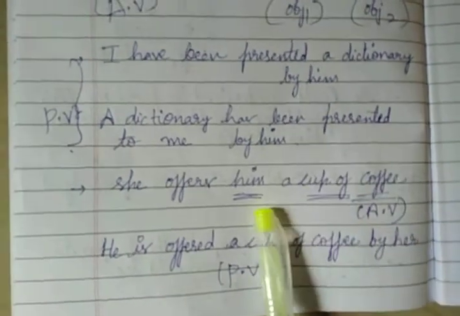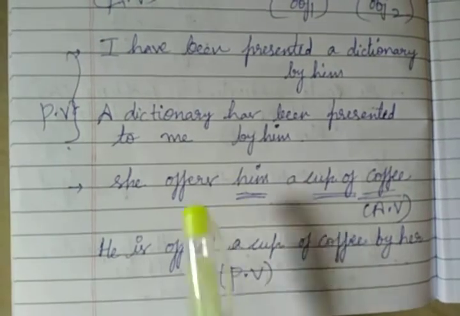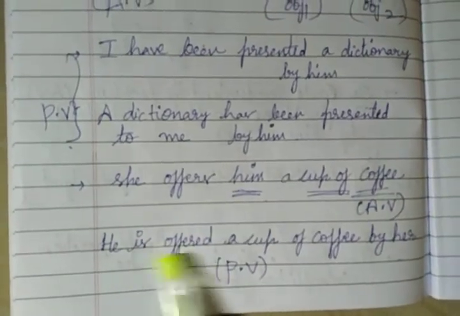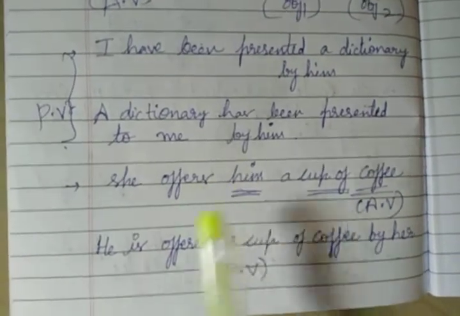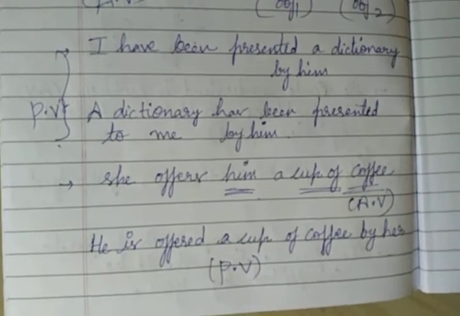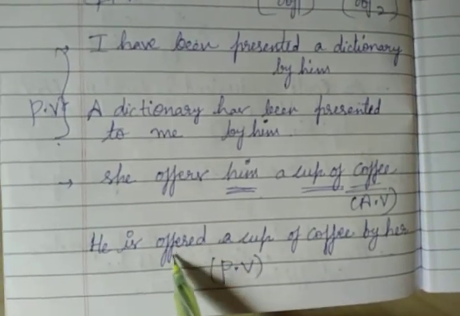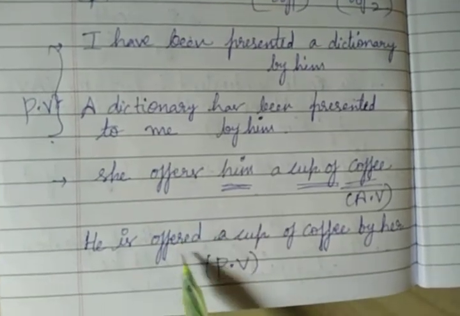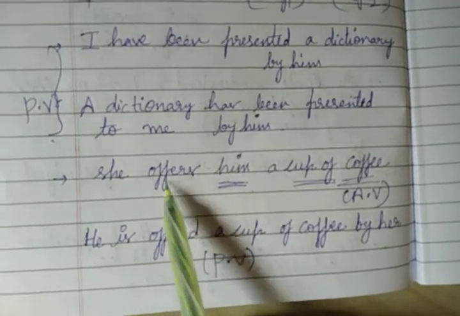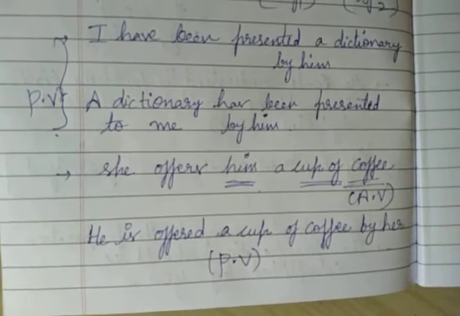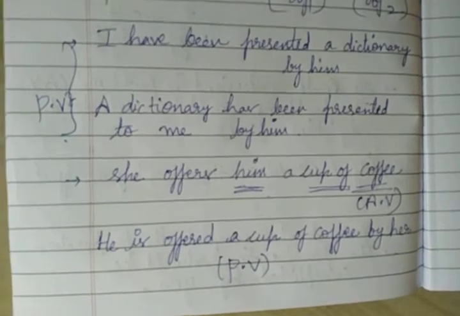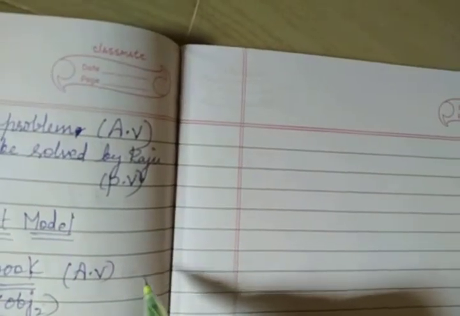Okay. Here him, it's an object, first object. So in passive it started with he. He is, it's a simple present. He is offered, it's a V3 form of offer. This is V3 form of offer. Offered is V3, offer is V1. A cup of coffee by her. Okay. In another way, let me write it down. A cup of coffee is offered to him by her.